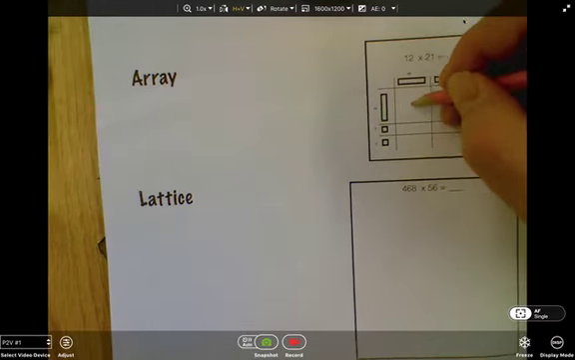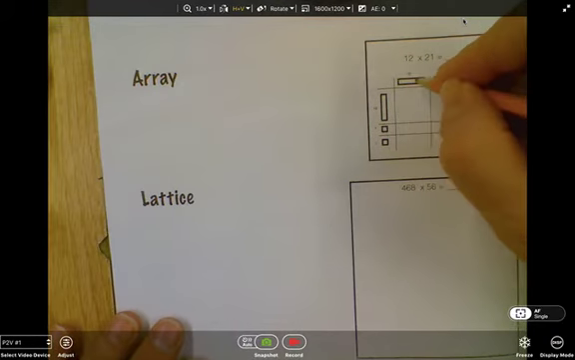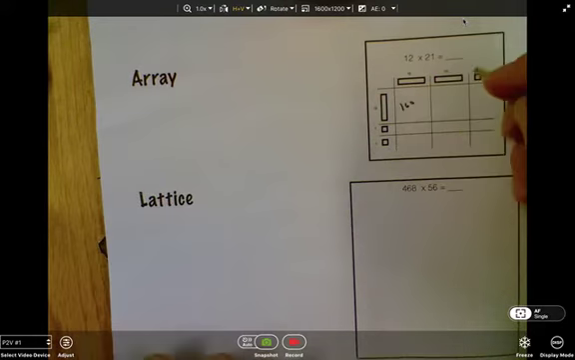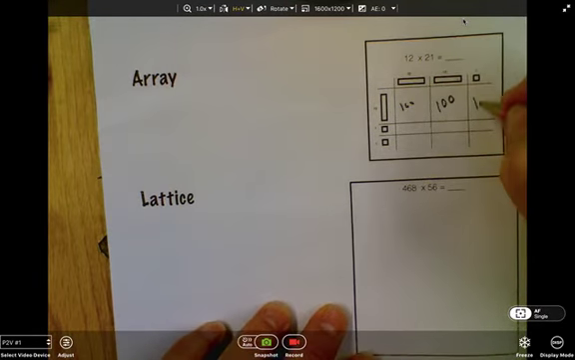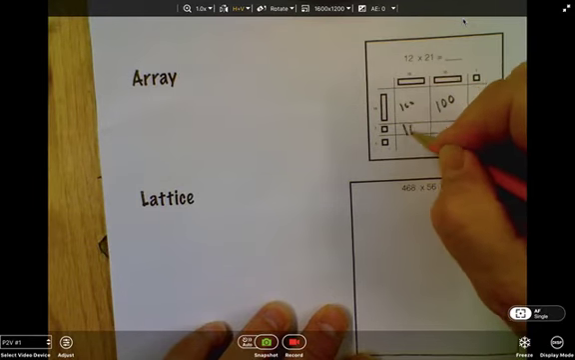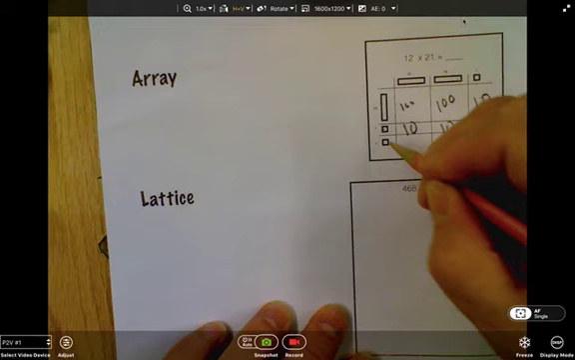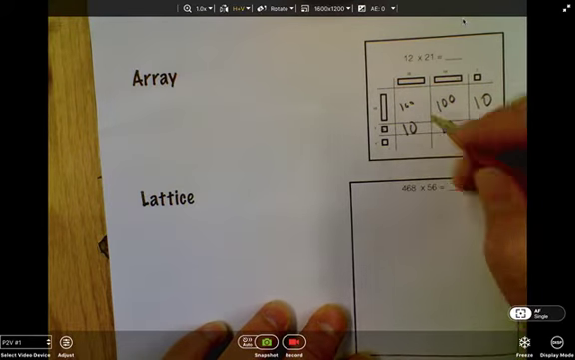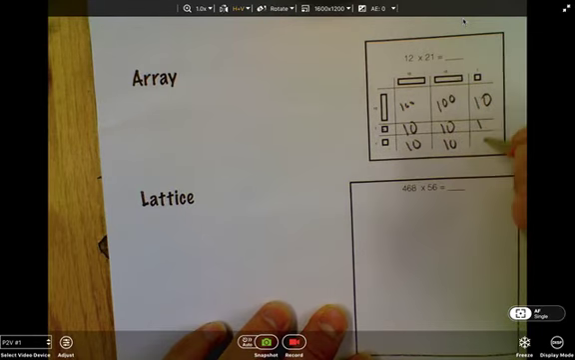And then what you do is you multiply in the grid the different parts that go together. So for example, this is 10 times 10, that's 100. Another 10 times 10, that's another 100. 10 times 1 is a 10. 1 times 10 is a 10. 1 times 10 is a 10. 1 times 1 is 1. And again, the bottom row is going to be the same as that one, a 10. 1 times 10 is 10. 1 times 10 is 10. And 1 times 1 is 1.